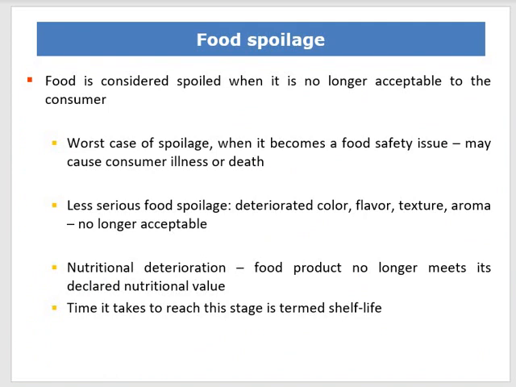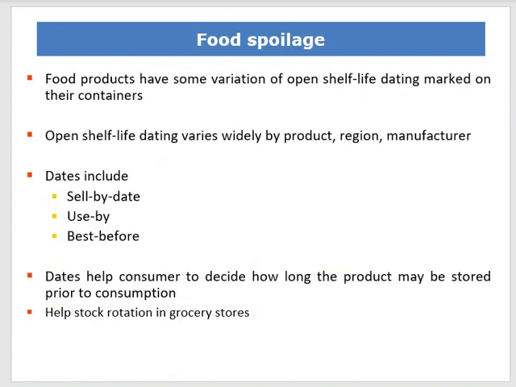However, for all food products, it takes time to reach the point whereby the food spoils, and that whole time before the actual food spoils is known as the product shelf life. Since food products are different, there are millions of different types of food products, and they all have some variation in open shelf life dating marked on their containers. The different types of open shelf life dating vary by product, region, manufacturer, and also product type.